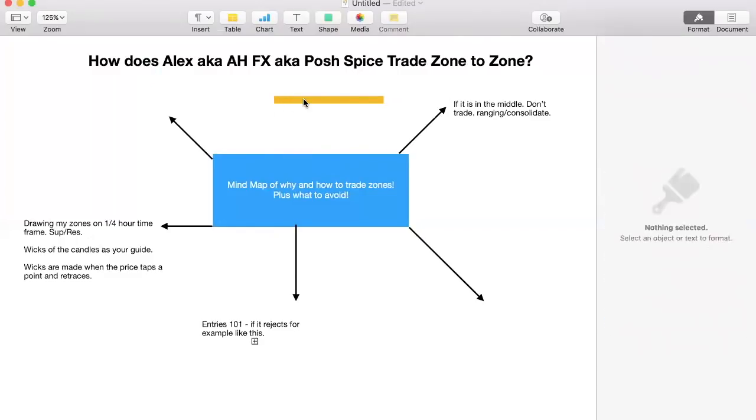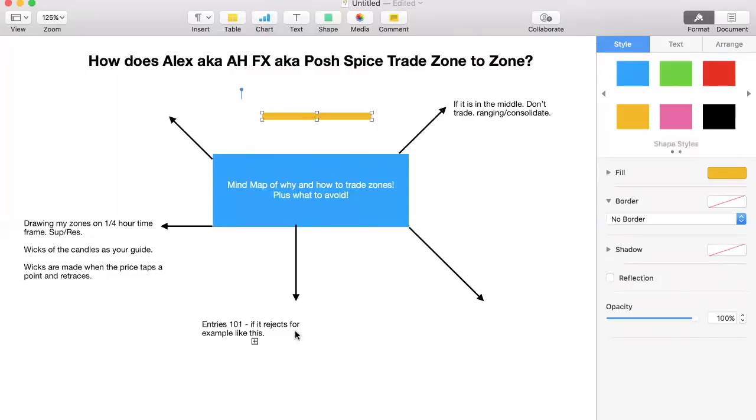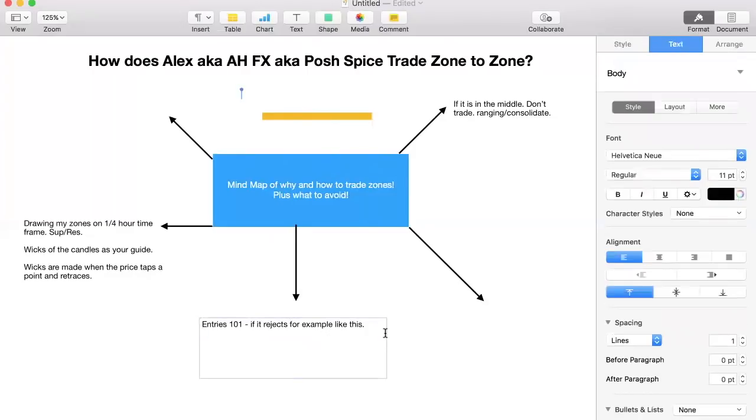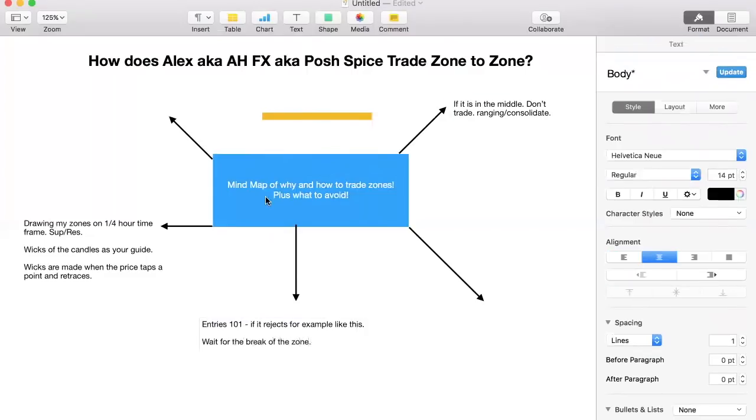Another way to take entries is to wait for the break basically. So let me make this box a little bit bigger. So wait for the break of the zone. Like I say, it can be support or resistance. It can be either one.